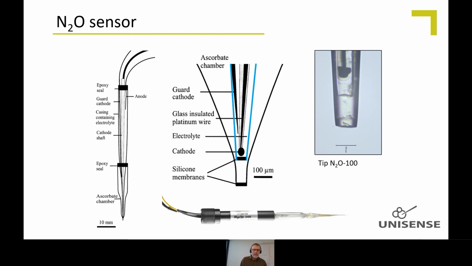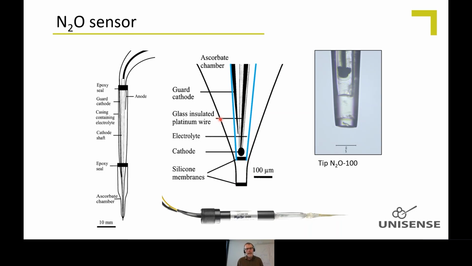The nitrous oxide sensor is a bit different from the others. You see here it's standard, more or less like an oxygen sensor, but it's placed inside this ascorbate chamber. If you look at the tip, you can see the sensor sitting here with the blue outer casing, the glass, and this is the ascorbate chamber.